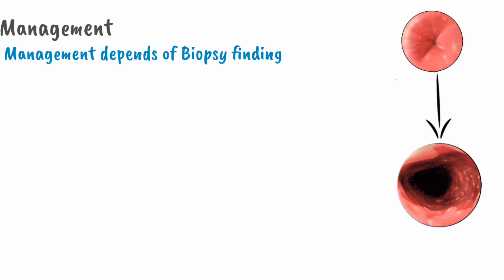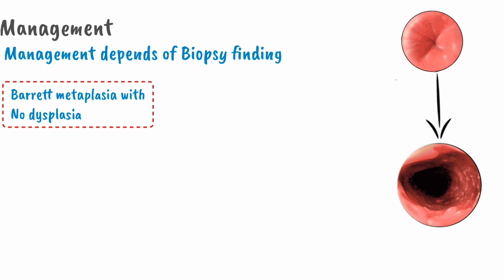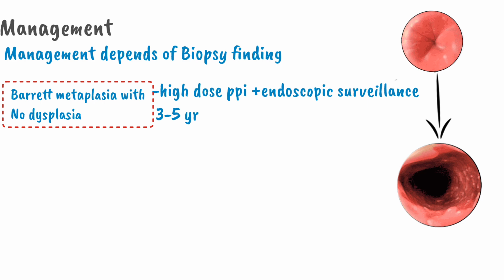The first one is Barrett metaplasia without dysplasia, meaning that there is metaplasia, the epithelium has changed, but there is no dysplasia. In this case, we have to treat the patient with high dose PPI, and endoscopy should be performed every 3 to 5 years to look for low or high grade dysplasia or adenocarcinoma.